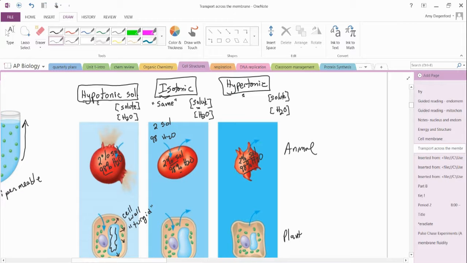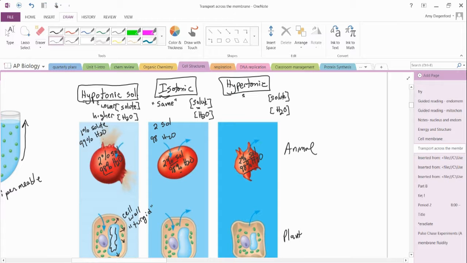That's the same. In the case of a hypotonic, we have fewer solutes. So it is a lower concentration of solute, but then conversely, that means a higher concentration of water. So let's go ahead and put some numbers down. On the outside, I might have a 1% solute, but that means I have a 99% water concentration.